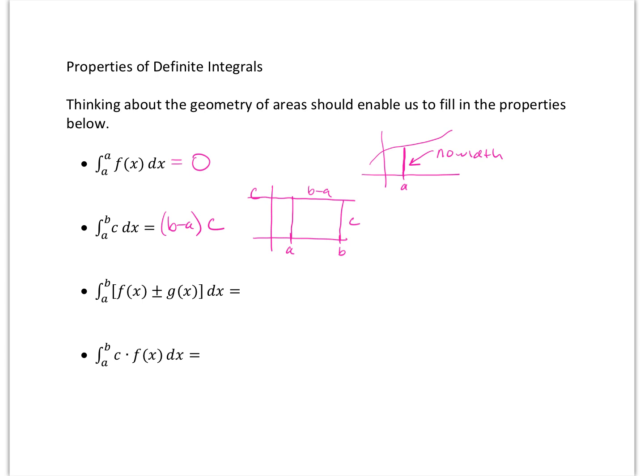And then the integral of f of x plus or minus g of x is just the sum or difference of the integrals. So this is going to be the integral from a to b of f of x dx plus or minus the integral from a to b of g of x dx. And then the integral from a to b of c times f of x dx. Just like with limits and derivatives, we can take this constant and pull it out of the integral. So this is c times the integral from a to b of f of x dx.